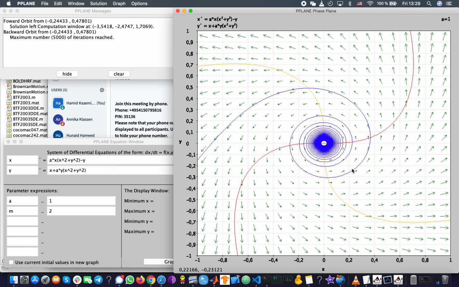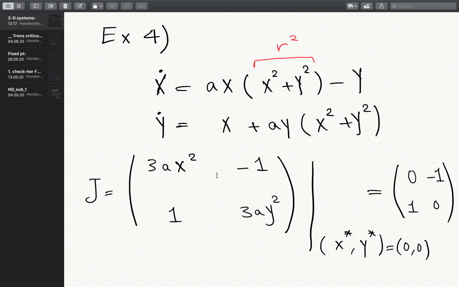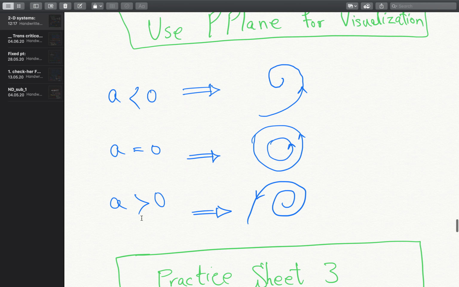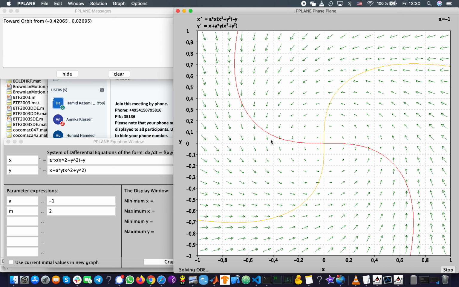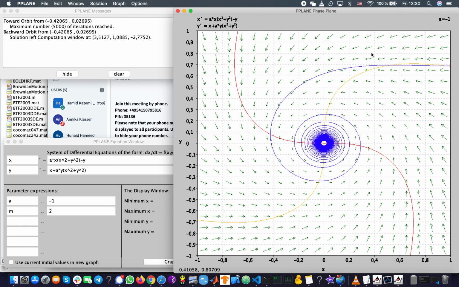It's a beautiful picture, right? It's really beautiful that all of them are coming from these mathematical things. So if a is positive, then your spiral is unstable. You can follow these vector fields, your arrows. So if you just again change it to -1, then you again have the spiral, but it is going to attract.